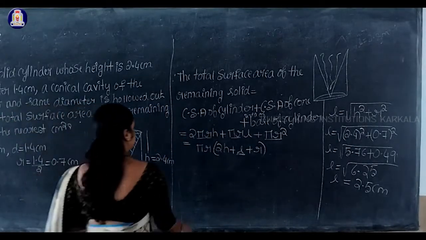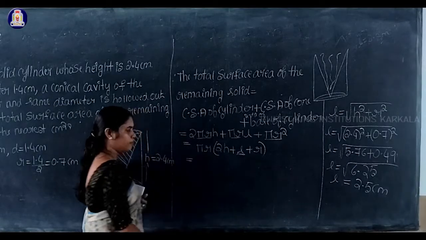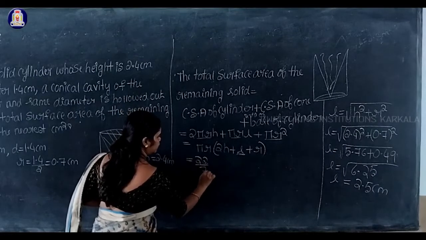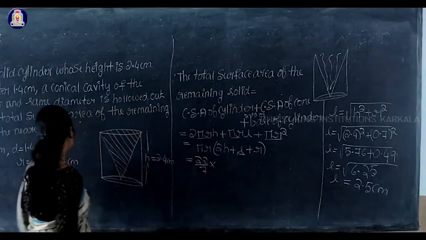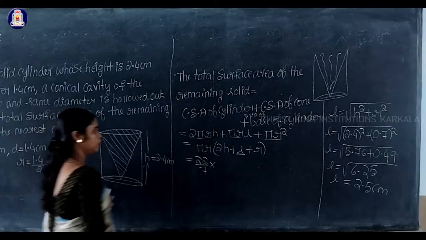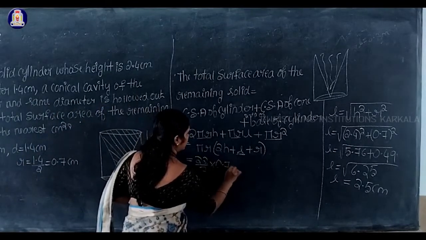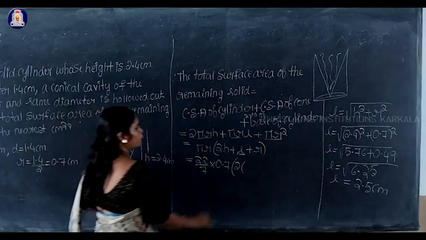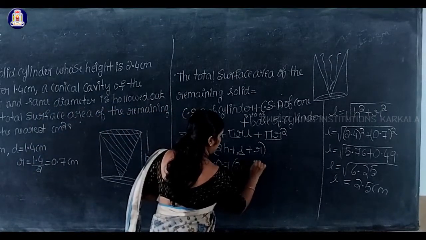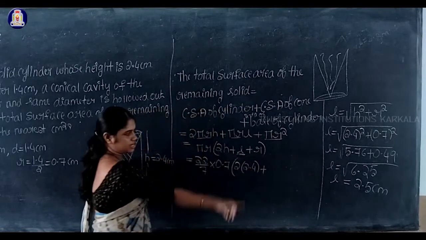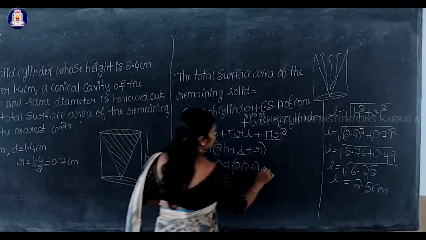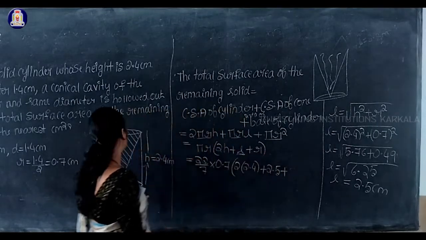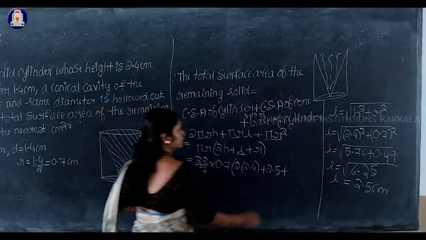So this is equal to first the value of pi. What is the value of pi? Pi is given by 22 by 7. Radius value r is equal to how much? 0.7, into 2 into the h value. What is the value of h? 2.4 plus the L value. What is the value of L? L is equal to 2.5 plus r is equal to how much? The value of r is 0.7.